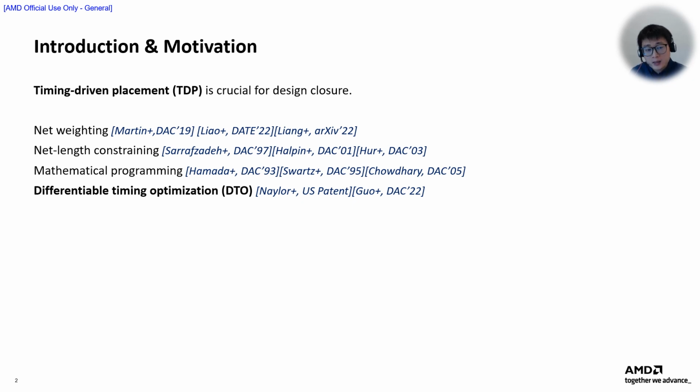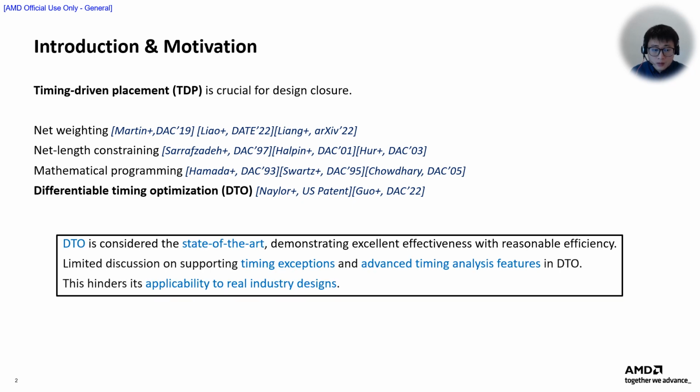And there have been many TDP global placement algorithms, including net weighting, net length constraining, mathematical programming, and differentiable timing optimization. Among all those approaches, differentiable timing optimization, or DTO for short, is considered the state of the art, demonstrating excellent effectiveness with reasonable efficiency. However, there has been only limited discussion on supporting timing exceptions and advanced timing analysis features in DTO, which hurts its applicability to real industry designs.